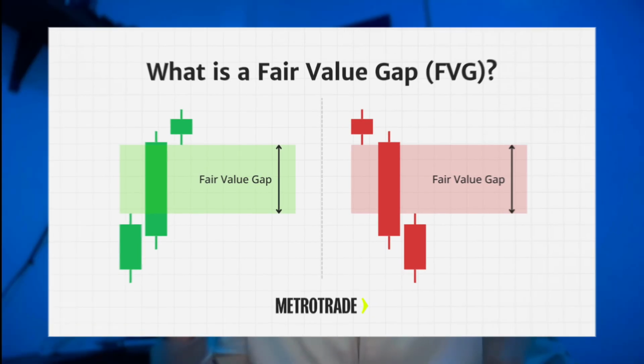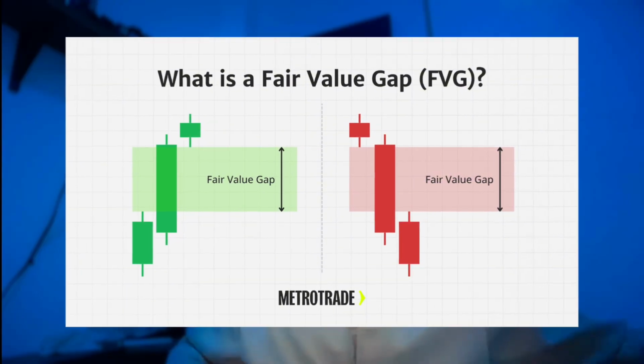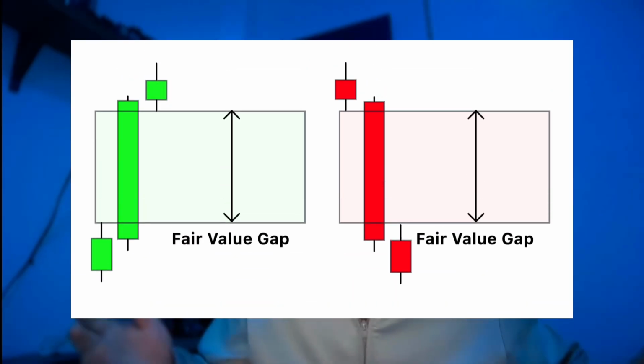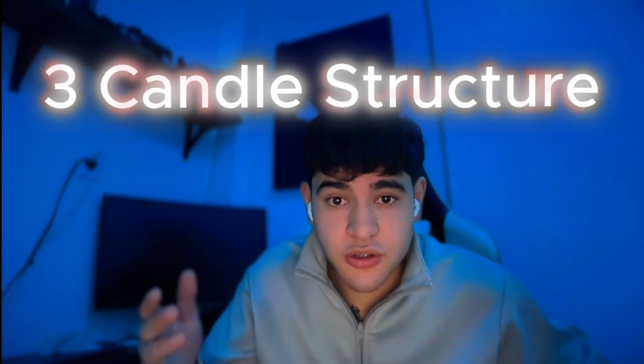So first, what is a fair value gap? A fair value gap is an imbalance in the market, and it happens when price moves aggressively in one direction, leaving a gap between candles. You'll usually see this in a 3 candle structure, when the middle candle pushes hard and there's a gap between the first and the third candle. That gap right there is what we call a fair value gap.